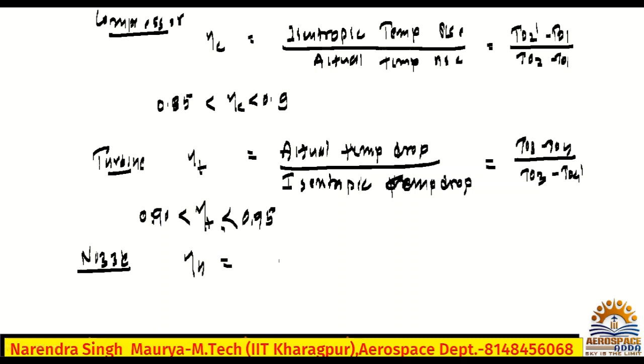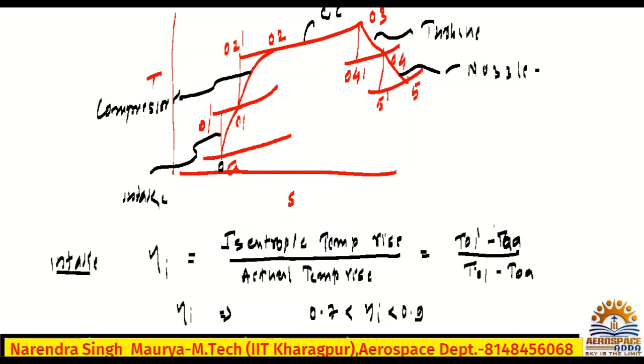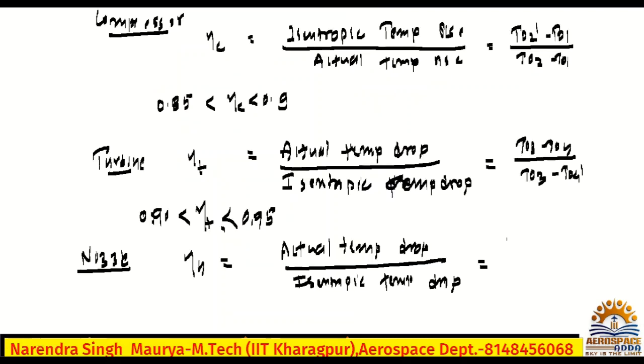Eta N. What is the nozzle? Again, it is like a turbine because it also expands the flow. So actual temperature drop divided by isentropic temperature drop, which means actual temperature drop means what? Check: T naught 4 minus T naught 5, divided by T naught 4 minus T naught 5 dash.